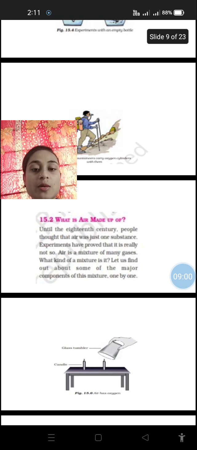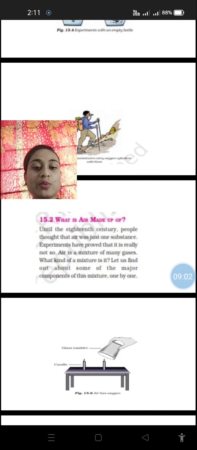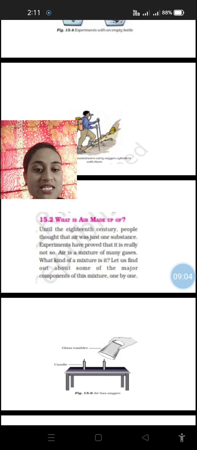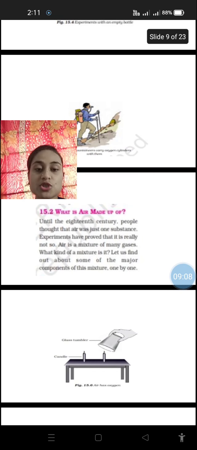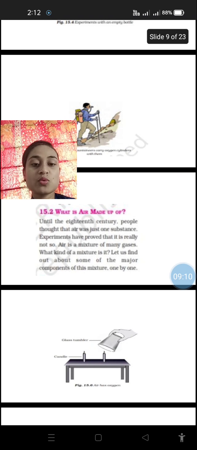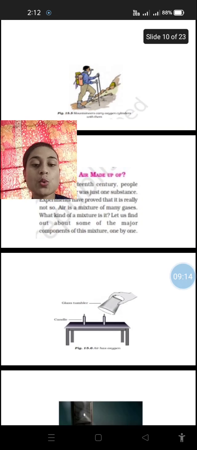What is air made up of? Until the 18th century, people thought that air was just one substance. Experiments have proved that it is really not so. Air is a mixture of many gases. What kind of mixture is it? Let us find out about some of the major components of this mixture one by one.